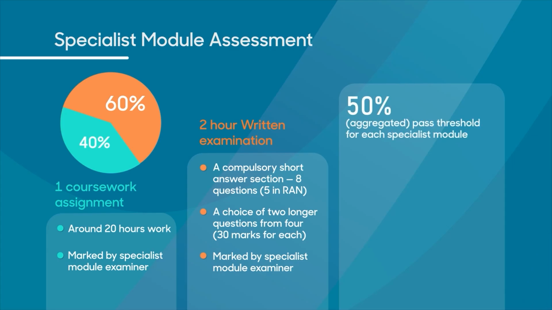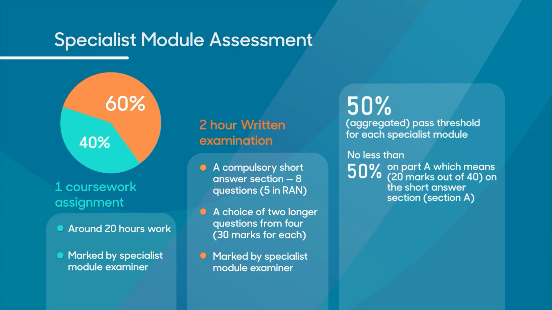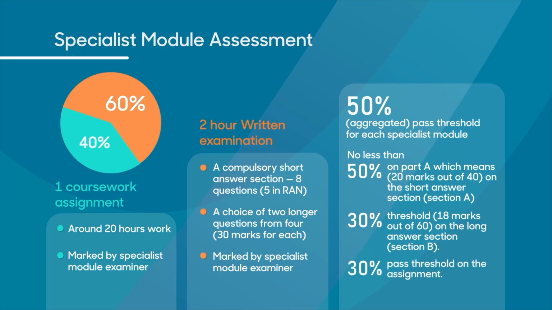To pass the module requires a conflated mark of 50% or more, and no less than 50%, which means 20 out of 40 for Part A, the short answer questions, and no less than 30% on Part B, which means 18 out of 60 on the longer questions. Also, you need to obtain at least 30% for the assignment.